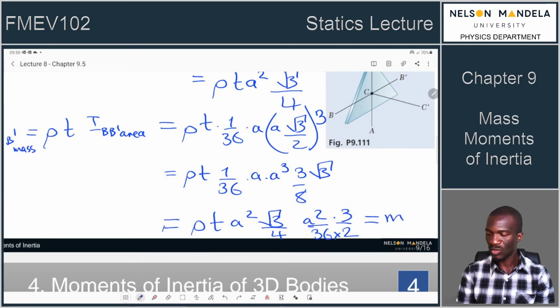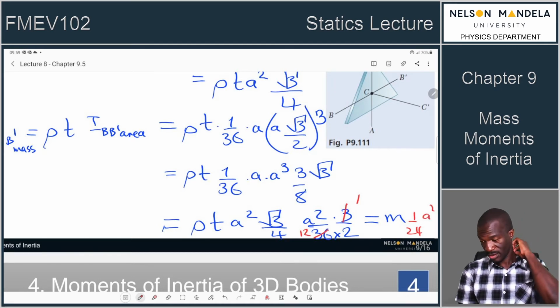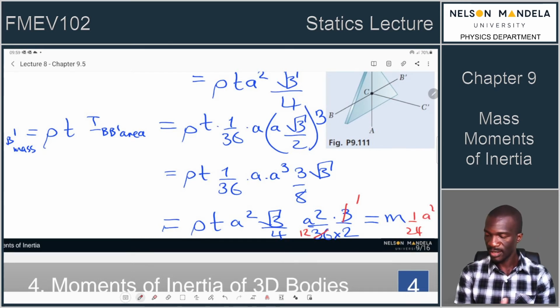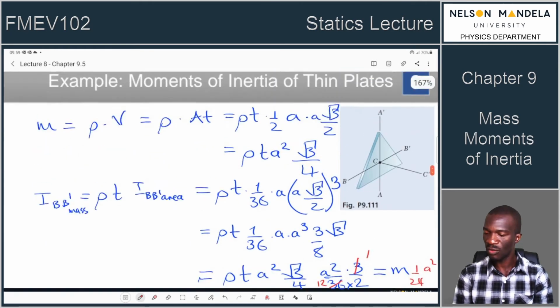Once again, rho T A squared root 3 over 4. The rest is history. So 3 into 36 is a 12th. So we've got another 1/12, so 1 over 24. Looks the same as what we had before, ma squared. The geometry and the algebra will not lie. So it's another 1/24 of ma squared.